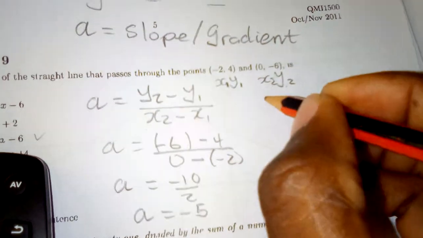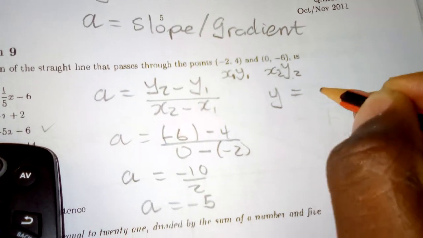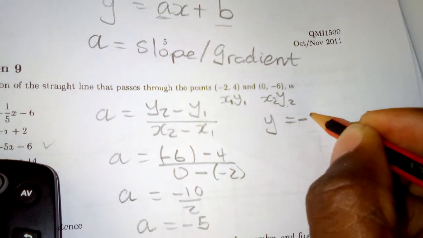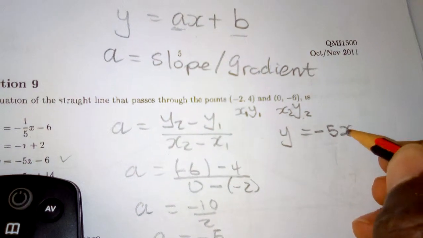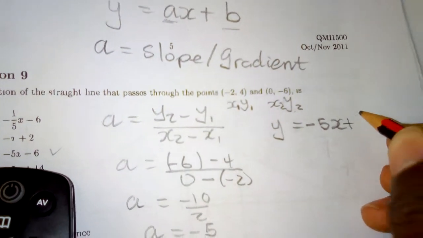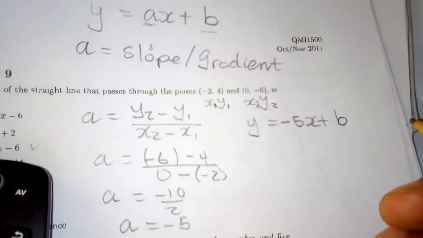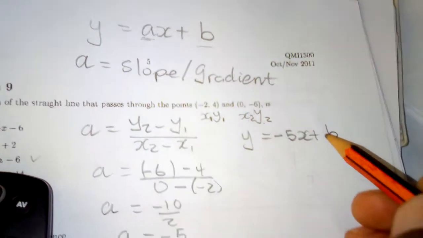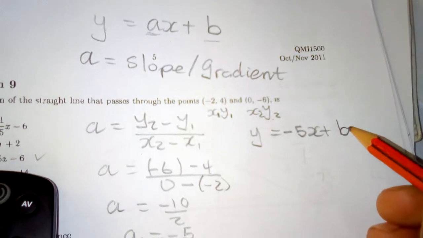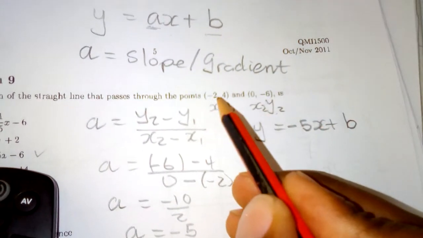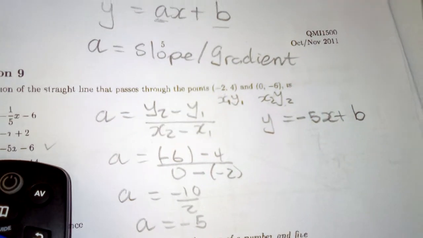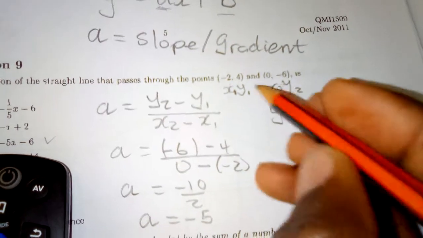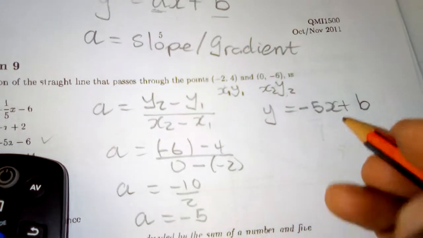So you can come and say y is equals to minus 5x. Remember your a now is minus 5, so you say minus 5x plus b. Now let's calculate the value of b. To calculate the value of b, you will choose which coordinates you want to use, either this one or the other one. So I'm going to choose the first coordinates of x1 and y1.